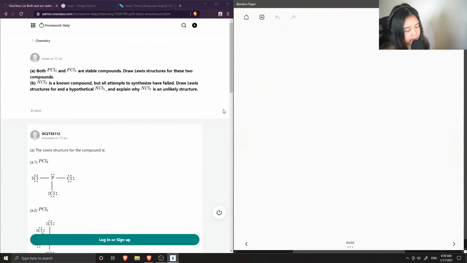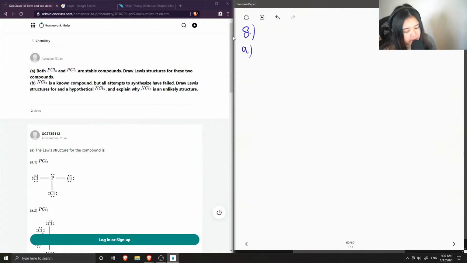Okay, so question number 8 is a 2-part question. Both PCl3 and PCl5 are stable compounds. Draw Lewis structures for these 2 compounds. And part B, nitrogen trichloride is a known compound, but all attempts to synthesize it have failed. Draw Lewis structures for a hypothetical nitrogen pentachloride and explain why this is an unlikely structure.